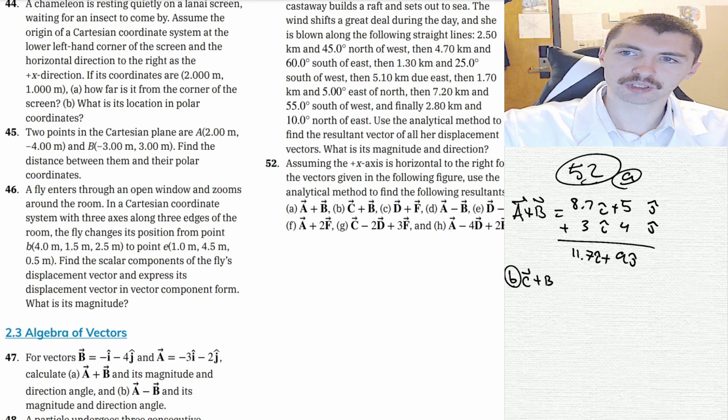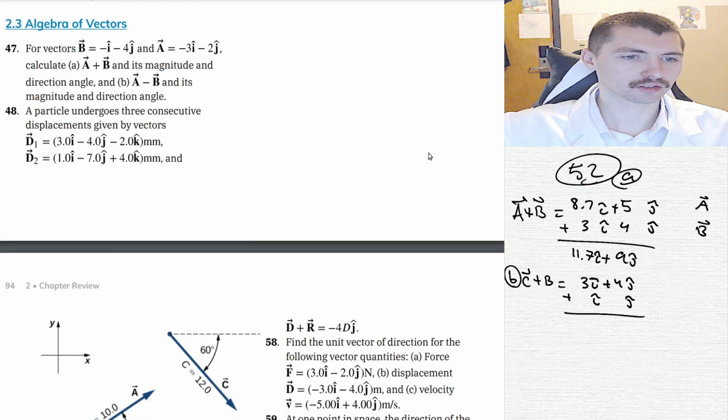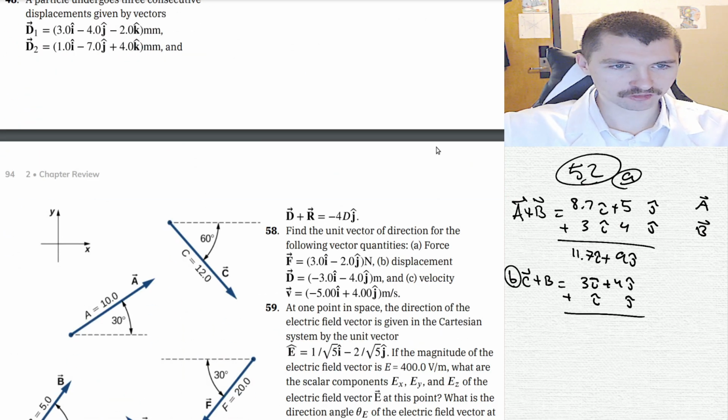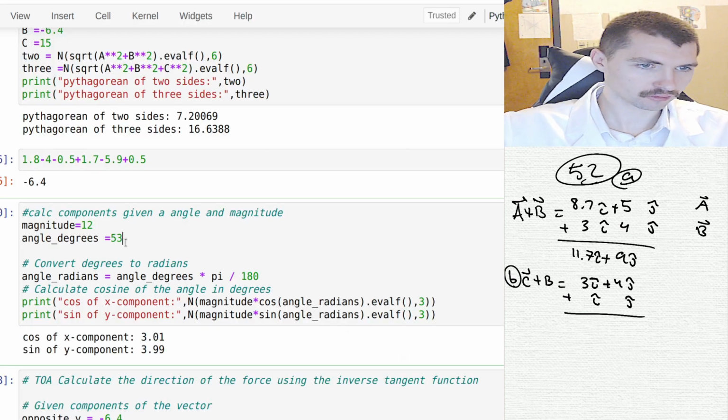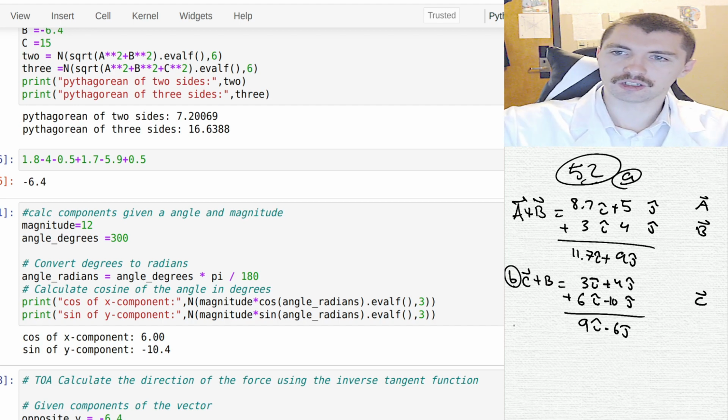B, C plus B, so that's going to be 3I plus 4J plus whatever is C. C is 12,300. 6, -10. Okay. And C.